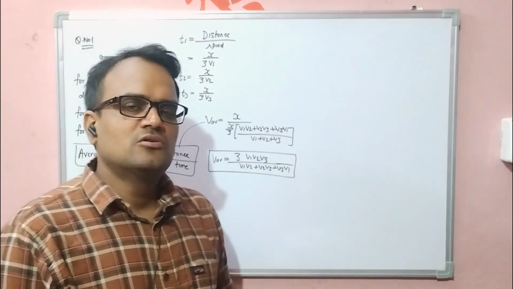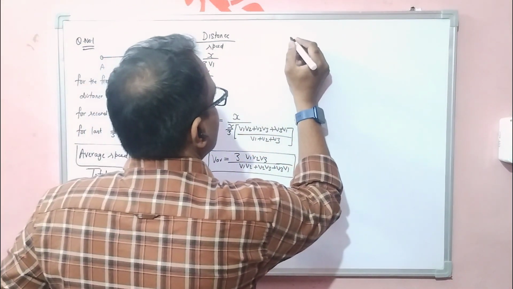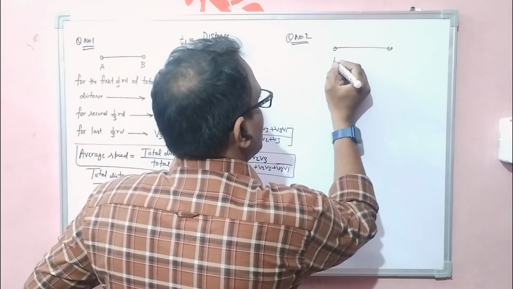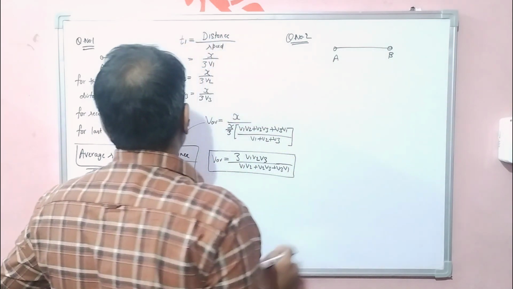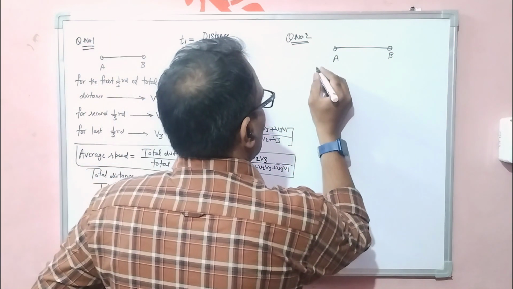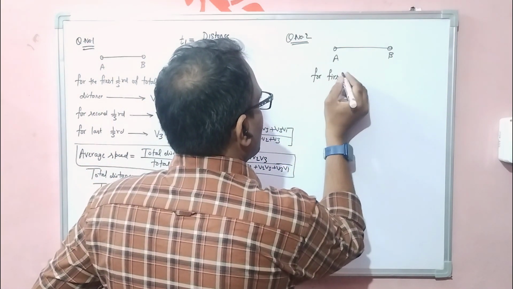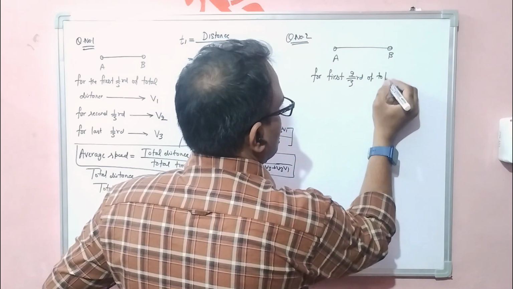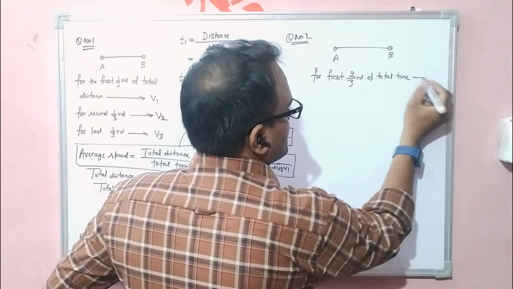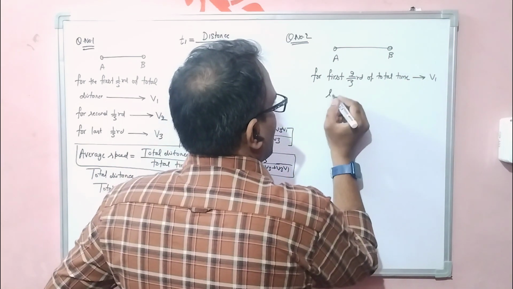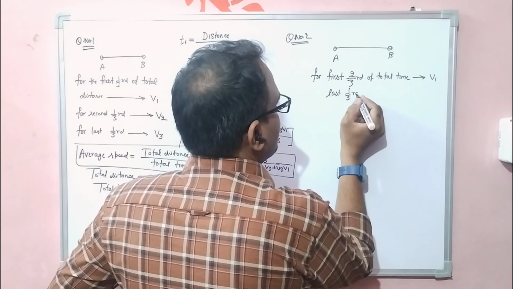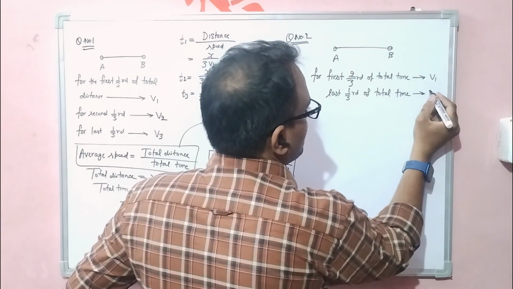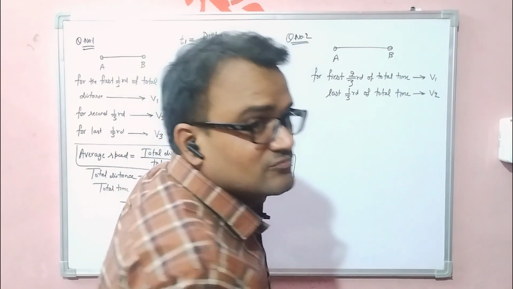Now let's discuss the solution of question number 2. Question number 2 is given: the object moves from A to B, and this time it is given that for the first 1/2 of total time the object moves with speed v1, and for the last 1/3 of total time the object moves with speed v2. And again the same question, what is the average speed?